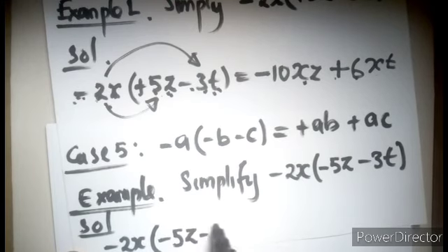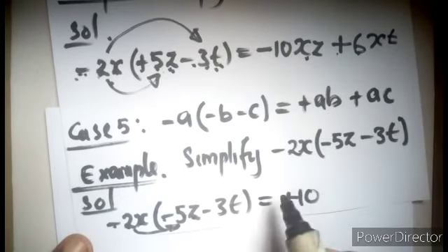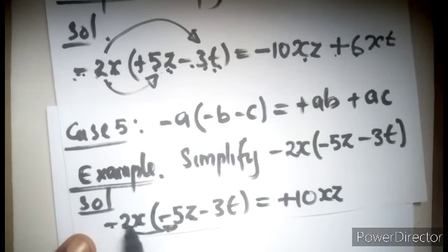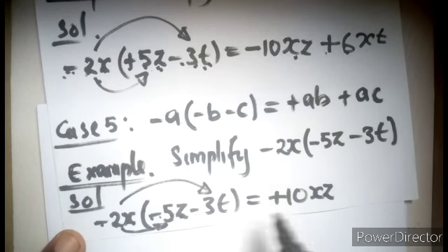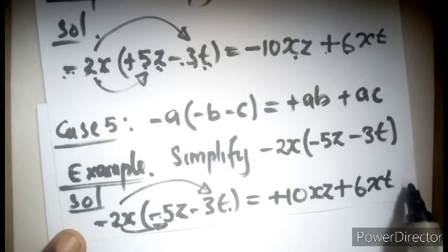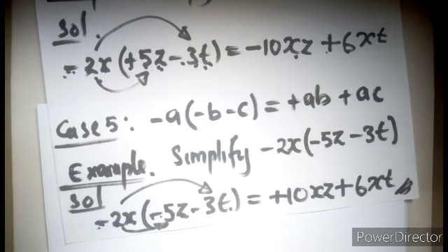Now, to work this out, we see that negative 2x into negative 5z minus 3t. We start by finding the product of these two. Negative times negative is what? Positive. 2 times 5, 10. X times z is xz. Okay, so negative 2x times negative 5z is positive 10xz. Now we find negative 2x times negative 3t. We start with negative times negative, positive. 2 times 3, 6. X times t, xt. So we see that our result of negative 2x times negative 3t is positive 6xt. Very important.